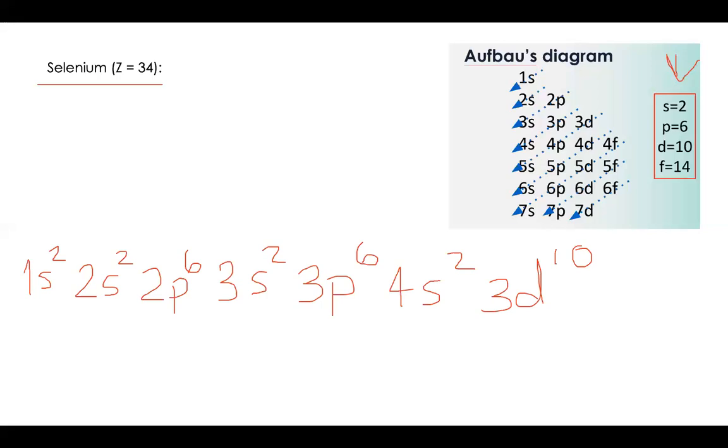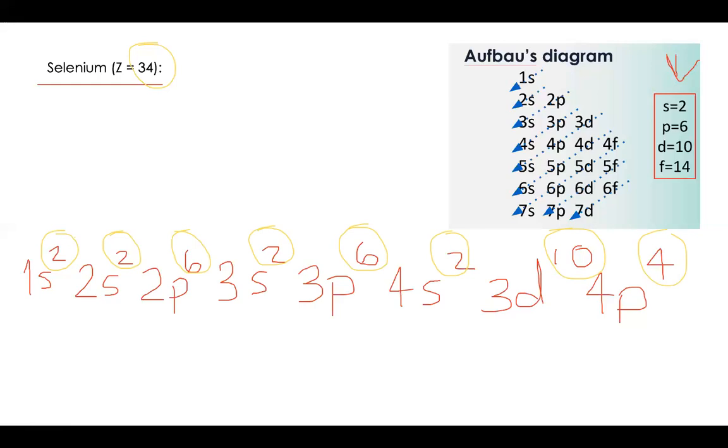After 3d, we have 4p, and since we only need 4 more electrons, I will just add the number 4. Why can we leave the last level incomplete? Because that's the only one we can leave without completing, since it's the last level of energy. If we sum all the exponents, the sum must be equal to the 34 of the atomic number. So we have 2 plus 2, 4, plus 6, 10, 12, 18, 20, 30, and 34. So this is the electron configuration of selenium.